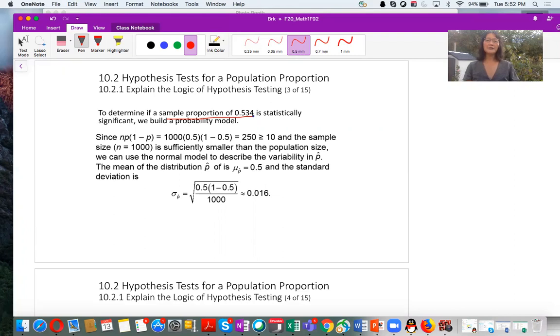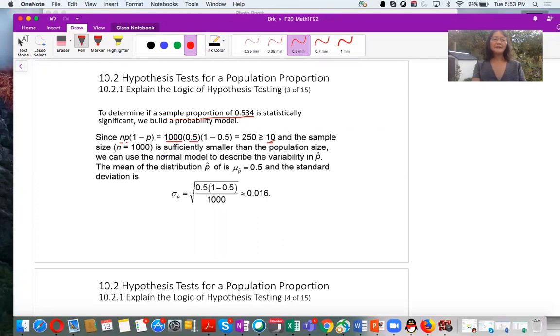To answer our question, we need to build a probability model, and first we need to check the condition. We need n, the sample size, times p, the population proportion, to be greater than or equal to 10. This is satisfied. Here n is 1,000, and p is the population proportion. In the population, you either favor this policy or you do not, so the population proportion is 1/2, 0.5.